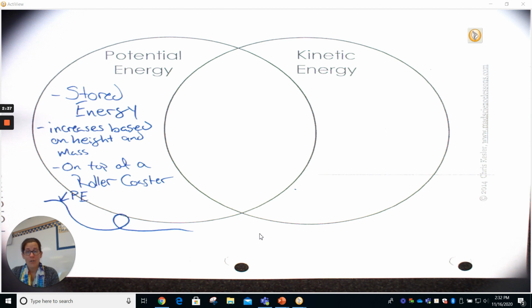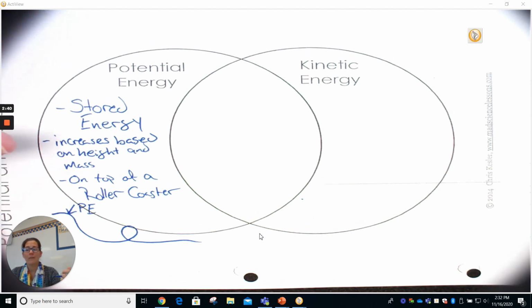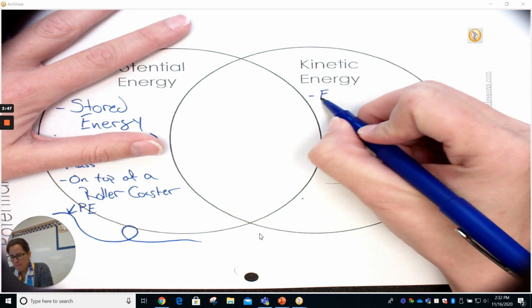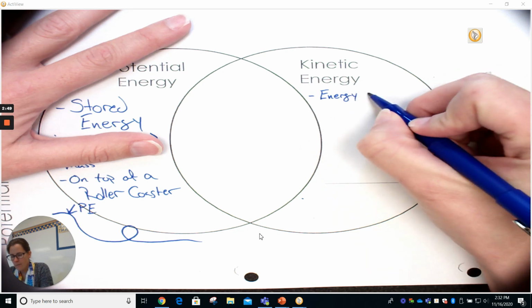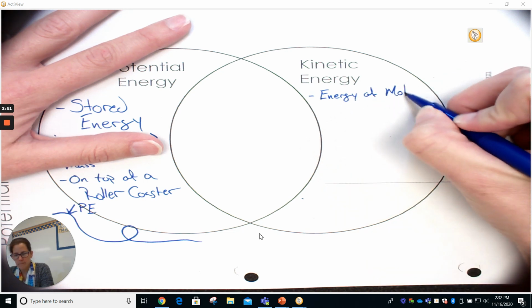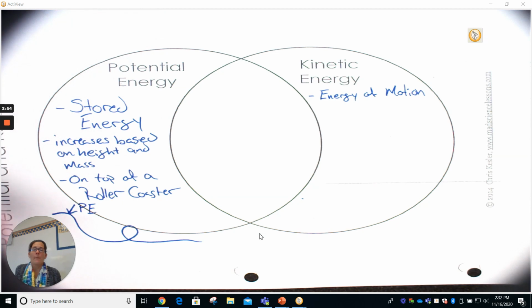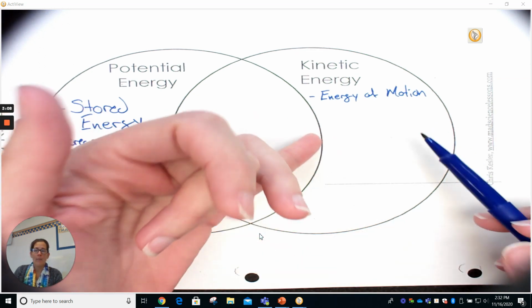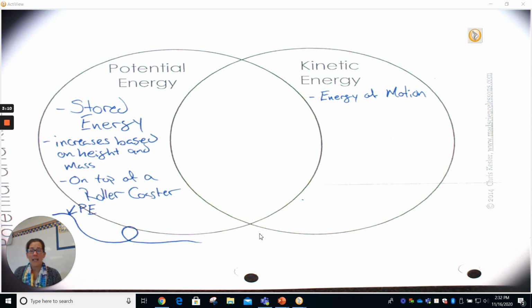So kinetic energy, back to your vocab words, the video that we watched earlier, is the energy of motion. So kinetic energy, the energy of motion. Okay, so kinetic energy, the energy of motion, it's going to increase as the speed increases or as the motion increases. Does that make sense? Also, mass affects kinetic energy the same way it affects potential energy. The more mass something has, the more kinetic energy it's going to have.